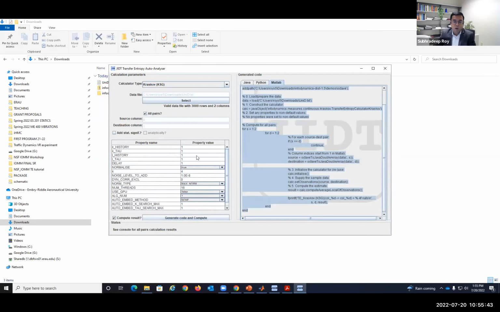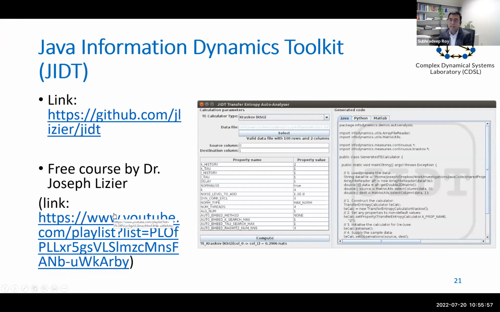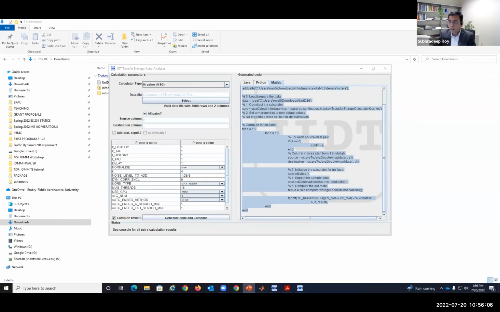I think there is a lot to explore. I couldn't cover everything, but here are the resources again that you can use. If I go back to the JIDT slide, this is the tool. This is the GitHub page that would be pretty useful for you, and these YouTube videos would be very helpful to get accustomed with this concept. With that, I would like to stop.